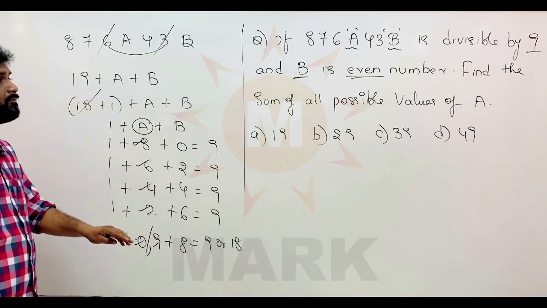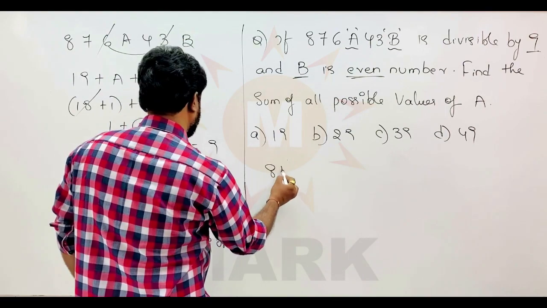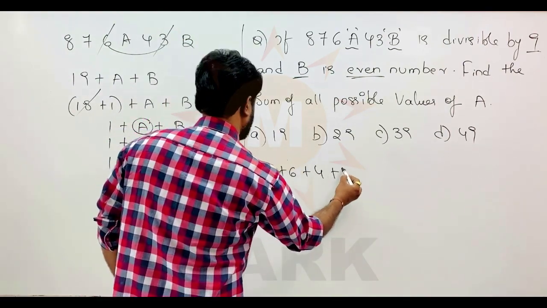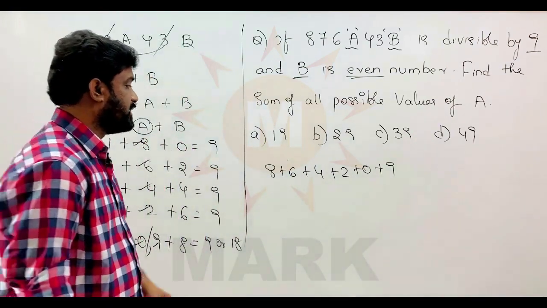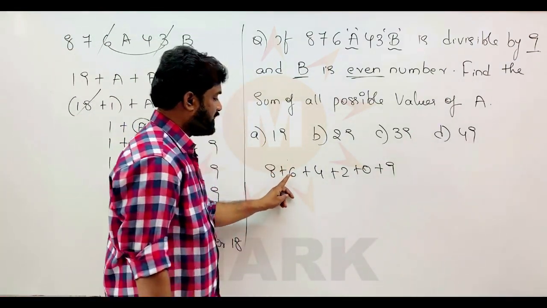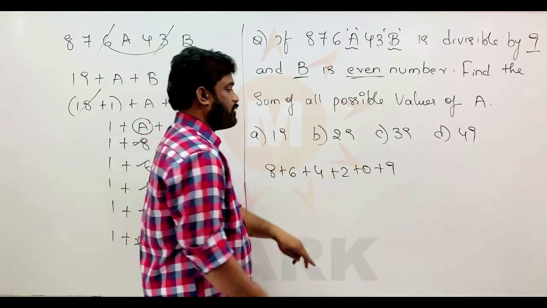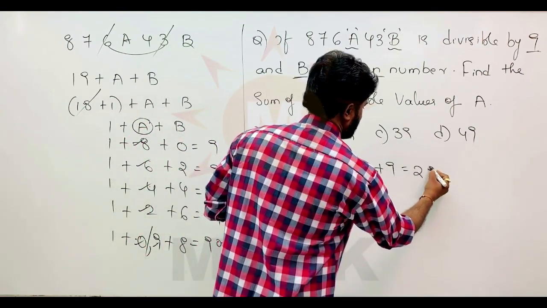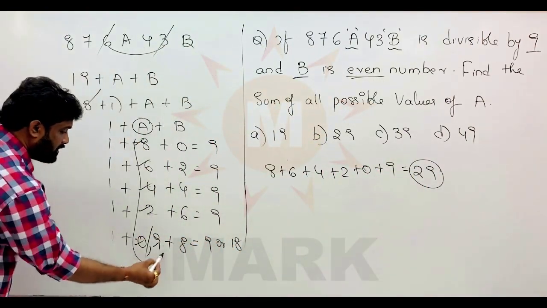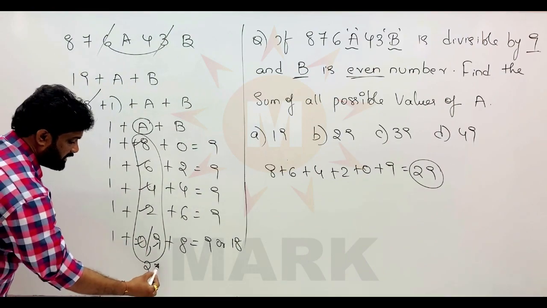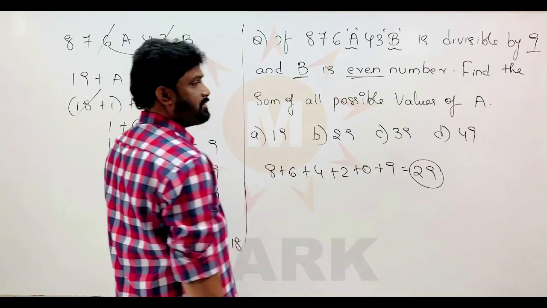And what is the sum of all these possible values? First of all, we will write the sum here. 8 plus 6 plus 4 plus 2 plus 0 plus 9. Of course, plus 0 doesn't matter here. So 8 plus 6 is equal to 14. 14 plus 4 is equal to 18. 18 plus 2 is equal to 20. 20 plus 0 plus 9 is equal to 29. The sum of all these values, 29, is coming as the answer.